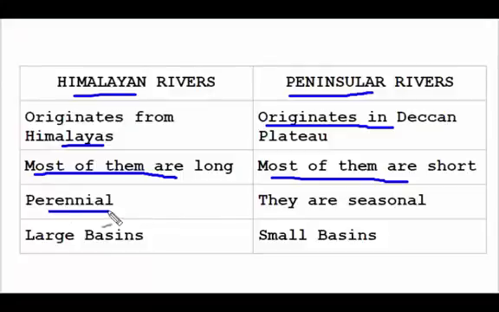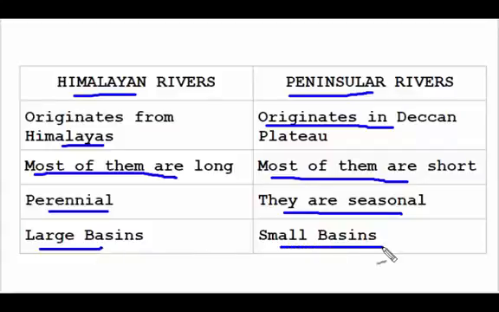Then Himalayan rivers are perennial. The meaning of perennial is it flows continuously throughout the year because ice and the glacier, they melt throughout the year, and these are seasonal because it heavily depends on the precipitation, that is rainfall. Then most of the river basins are large. They have to be large because there is a lot of ice chunk that needs to be melted. Peninsular rivers have smaller basins because they rely on rainfall, and if there is no rainfall, most of the rivers, they just dry off. So this is the major differentiation between the two.